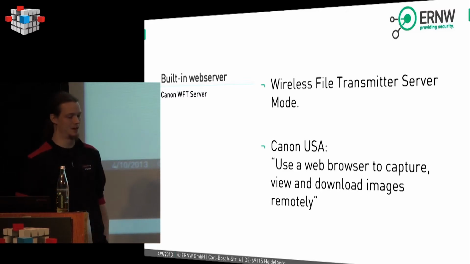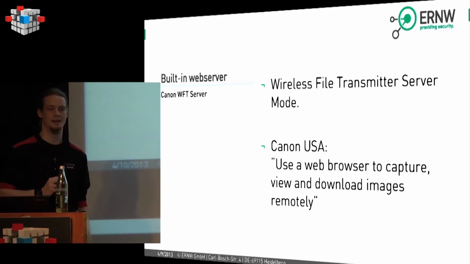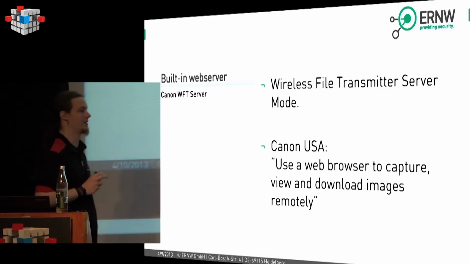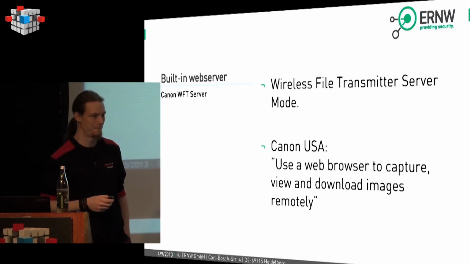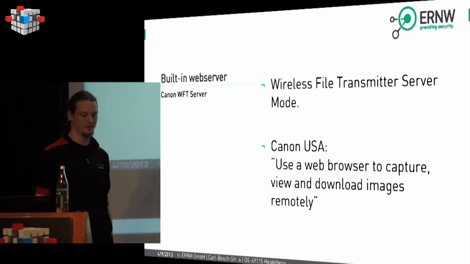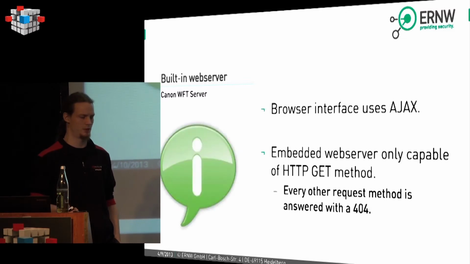I also got some really nice marketing from Canon USA. It says, yeah, here's a web browser to capture, view, and download images remotely. So that implies you can also remote control the camera via the built-in web browser. Yeah, that might come in handy. But the question is, is the web server secure?